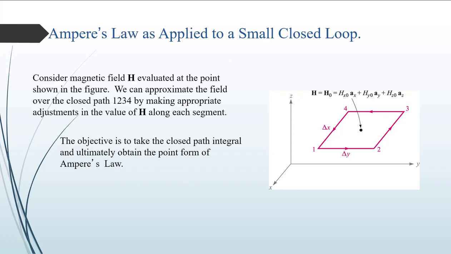We are going to apply Ampere's law to a small closed loop. Thereby, we are going to derive an expression for del cross H, that is curl of H. So let us see how it is applied.